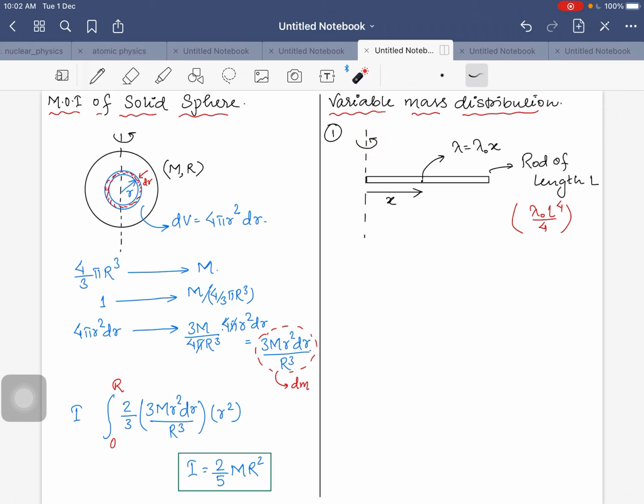So there will again be an infinite number of point particles. So how to solve? You simply write the moment of inertia of one particle, you integrate with proper limits, you will get the total moment of inertia. Okay, so dI we want to calculate. So what I will do, at x if I consider one dx, suppose this, okay, this part I am taking.